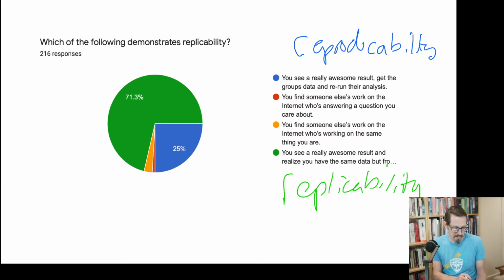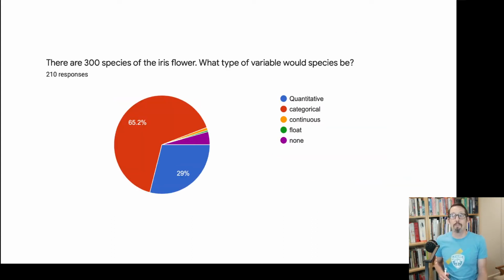Then, here's another one where it might be hard to believe because there are 300 flowers, but that is still a categorical variable. There are 300 different categories of irises, so it's categorical.